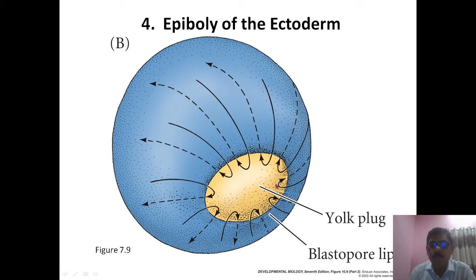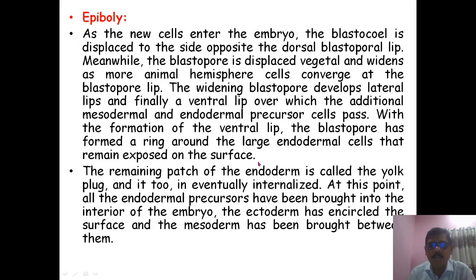During epiboly, the dorsal blastopore lip is there, then the lateral blastopore lips form, and later the ventral lip, and this completes the entire circle. The blastopore forms a ring around large endodermal cells that remain exposed on the surface. The remaining patch of endoderm is called the yolk plug, and it too is eventually internalized. At this point, all the endodermal precursors have been brought into the interior of the embryo.